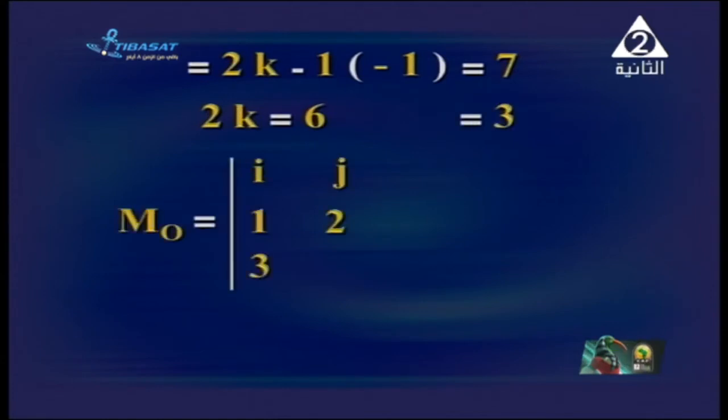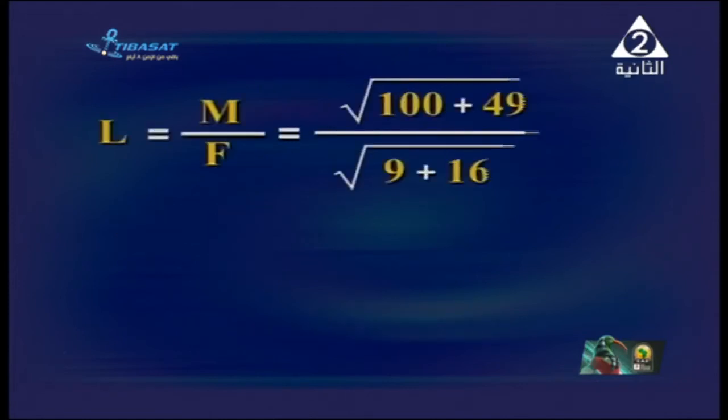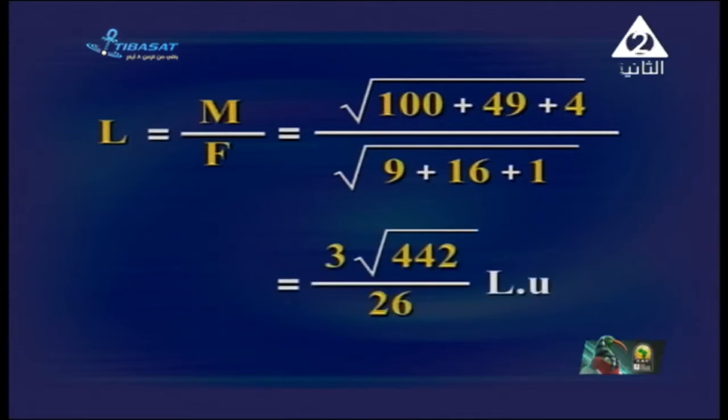Then we deduce that the moment, using the determinant i, j, k, 1, 2, 2, and k equals 3, 4, negative 1, equals negative 10i plus 7j minus 7k. For the length of the perpendicular, we use the rule norm of moment over norm F. Square root of 100 plus 49 plus 4 over square root of 9 plus 16 plus 1 equals 3 square root 442 over 26 length unit. This is the length of the perpendicular.